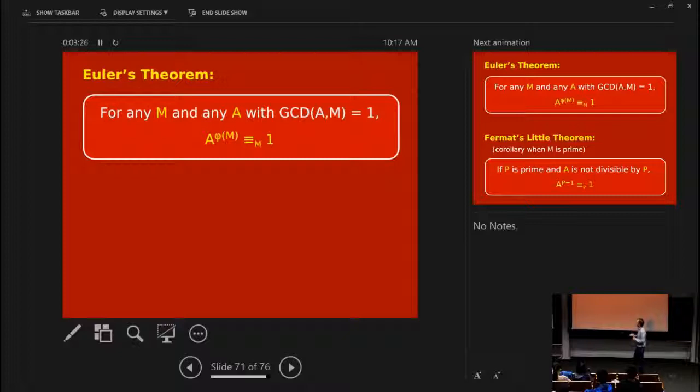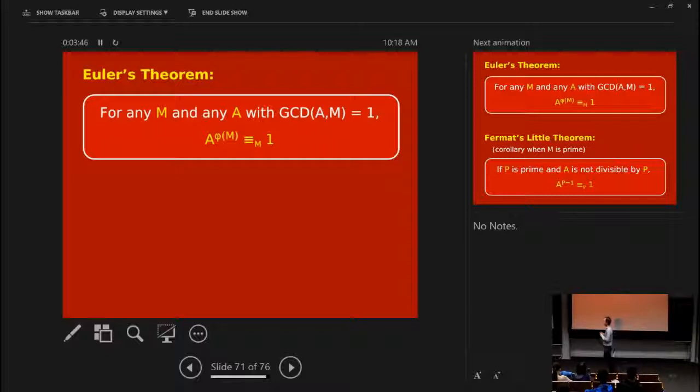Okay, so what we just showed is this. It's called Euler's theorem. If you have any m and any a, well, a has to be in Z_m star, so it has to have GCD 1 with m. For any m and any such a, a to the power of phi of m, whatever that is, is always equivalent to 1 mod m.